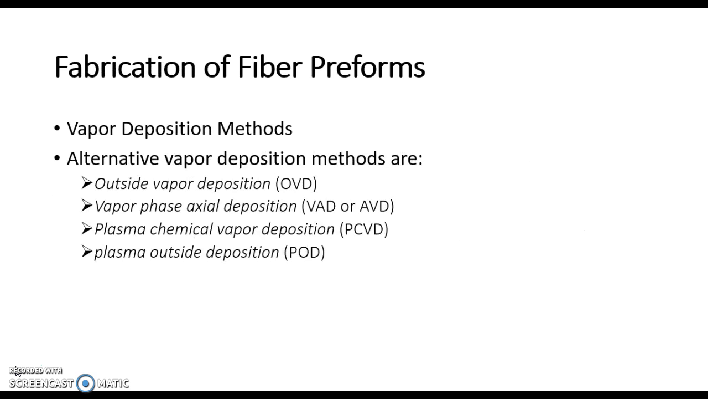So coming to fabrication of fiber preforms. First is vapor deposition methods. Many fiber preforms are fabricated with a process called modified chemical vapor deposition, MCVD or just CVD. This method was developed for silica fibers in the 1970s. Here a mixture of oxygen, silicon tetrachloride and possibly other substances like germanium tetrachloride is passed through a rotating silica glass tube, which is heated from outside to approximately 1600 degrees Celsius with a flame.